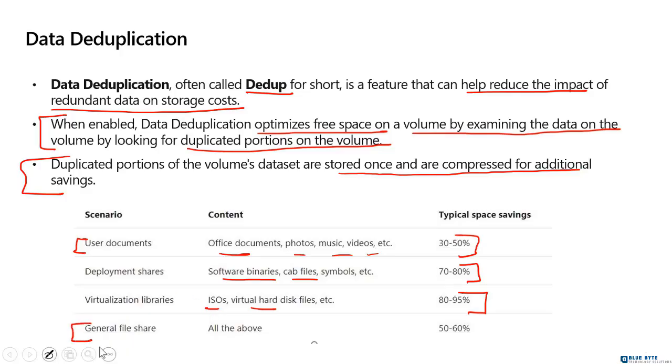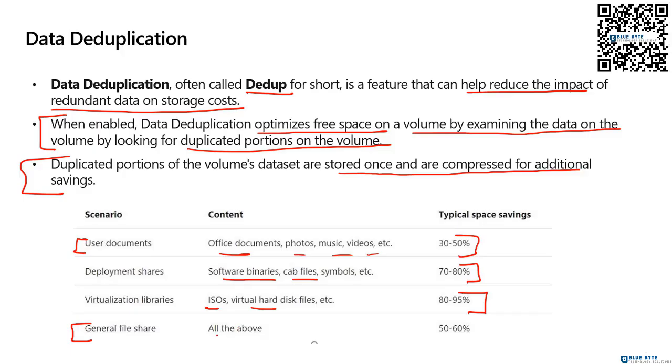And just a typical file share, which is one of the most common uses for this, 50 to 60% on average will be your space savings. So this is greatly going to reduce the amount of capacity you actually need. Well, let's look at how this actually works.